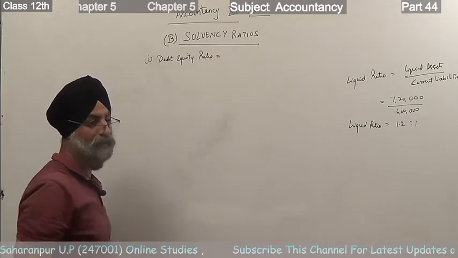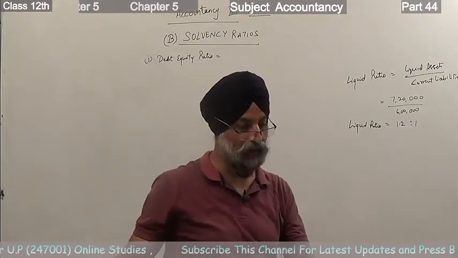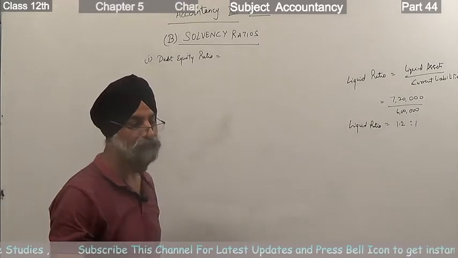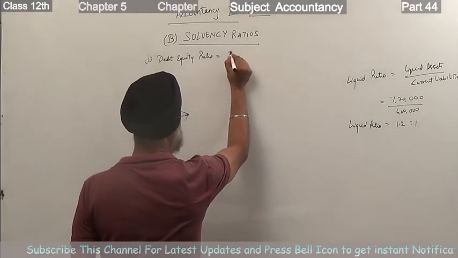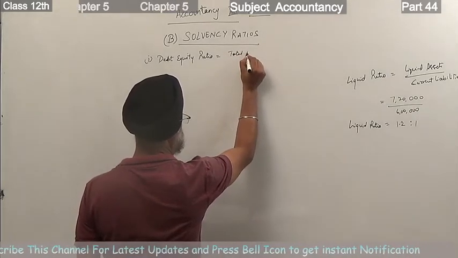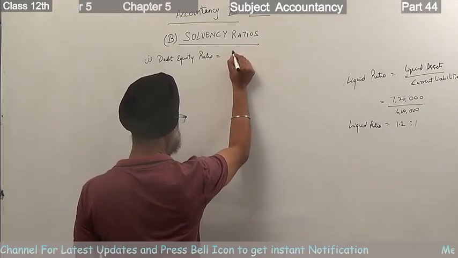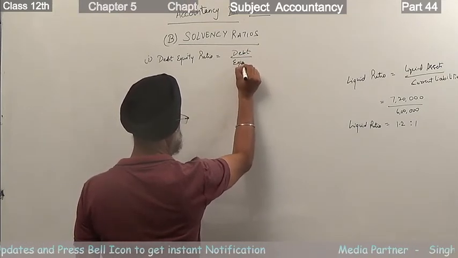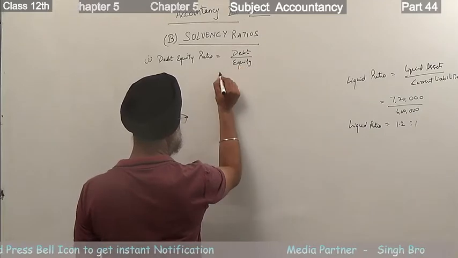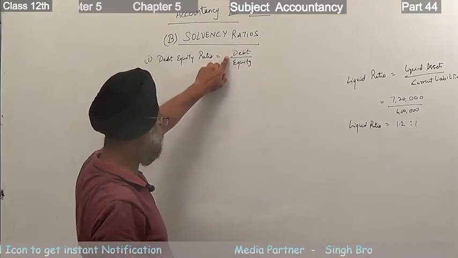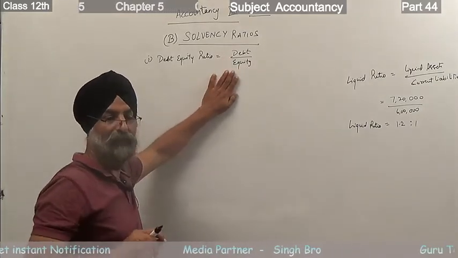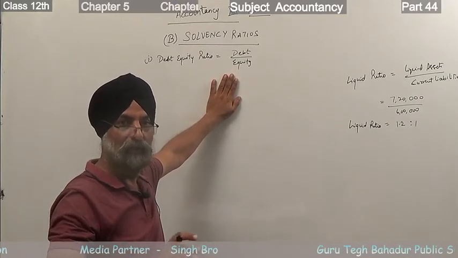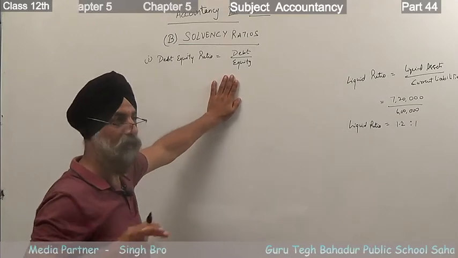The formula for this, as is very clear from the name, is total debt upon equity. Total debts. The name is debt equity ratio, meaning debt by equity, but in detail see this is total debt, and in the equity side, in the denominator, it is shareholder fund, total equity, adding the reserves.